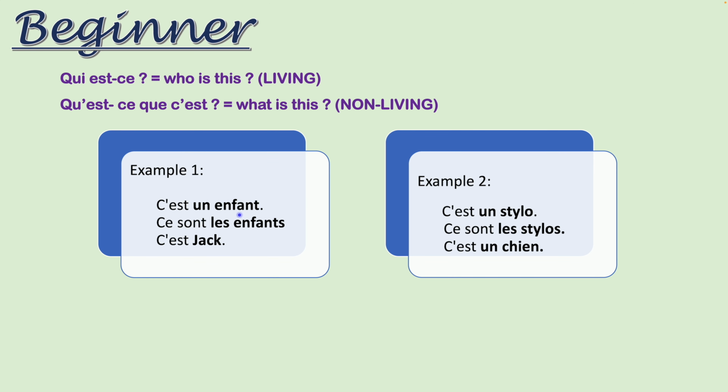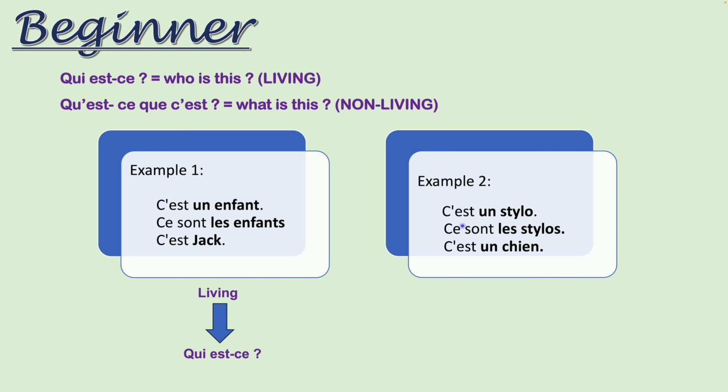C'est un enfant. This is a child. Ce sont les enfants. These are the children. C'est Jack. This is Jack. So here, as we see, with c'est and ce sont, these three things are living. So here, qui est-ce will be the question to all these three, right? So all these three are living. So the question formed here would be qui est-ce.